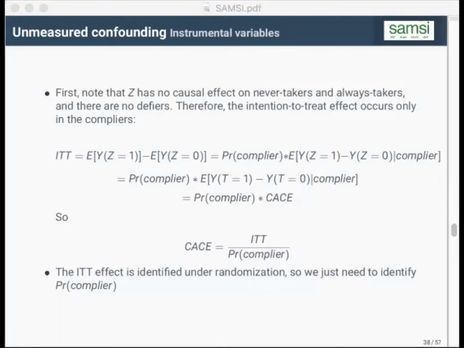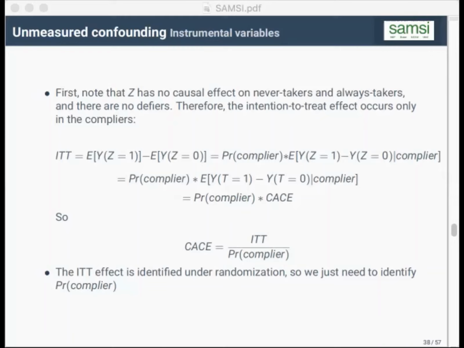Okay, so informally, the way that these assumptions allow us to identify the CACE or complier average causal effect is that, well, first of all, because there are no defiers, we can say that Z, the instrument, can only affect the outcome among compliers. Z can have no effect on the outcome for never takers or always takers because the only way that Z affects outcome is through the treatment, and for never takers and always takers, Z doesn't affect the treatment.